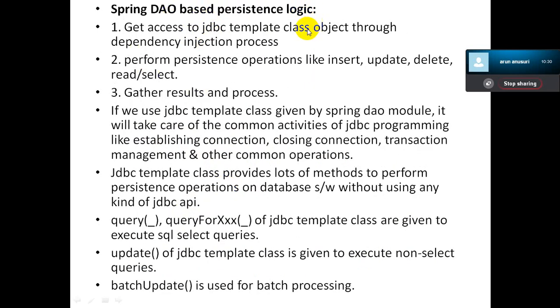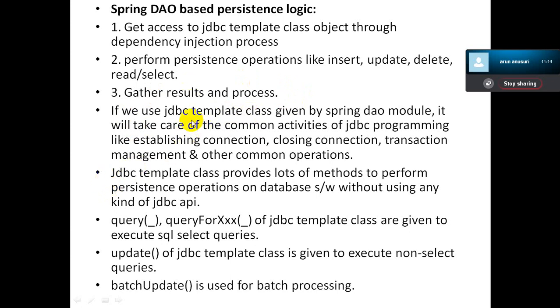So we should get the object of the template class initially and perform whatever operations we want as per our requirements. Then we gather the results, and these results are not in the form of result sets. They are in the form of a list or map, based on the method we use. If we use the JDBC template class given by the Spring DAO module, it will take care of common activities of JDBC programming like establishing connection, closing connection, transaction management, and other common properties. So we need not bother about these things because the JDBC template class does this.